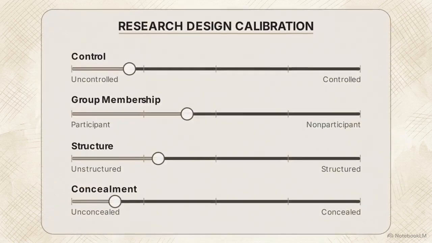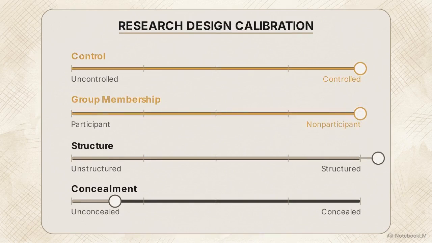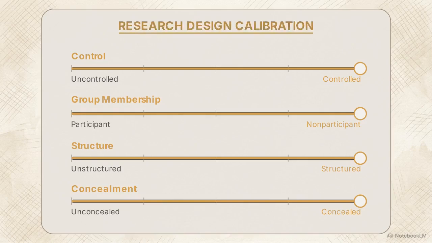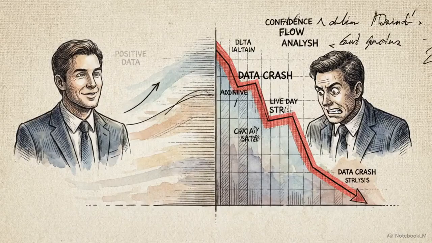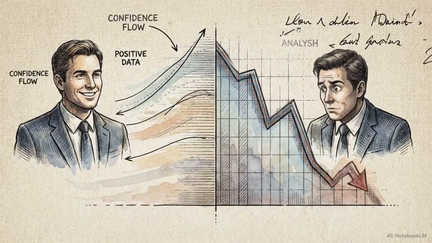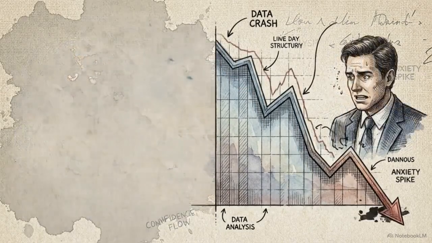Returning to the dashboard, we see how a quantitative study like Perk's candy experiment locks into place: high control, non-participant, high structure, and concealed. Scientific observation is never a passive exercise. By manipulating control, participation, structure, and concealment, researchers bypass what people say and scientifically prove what they actually do.